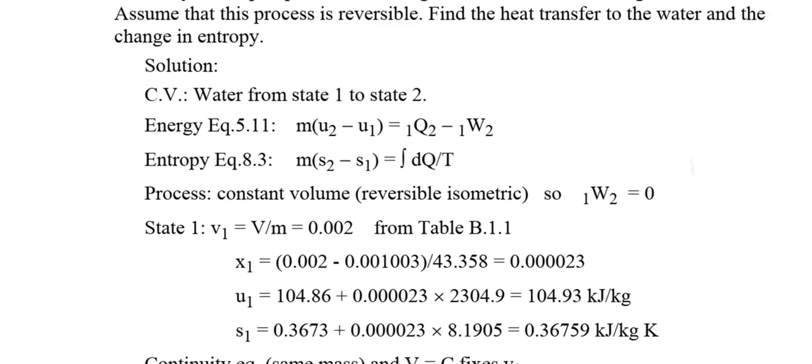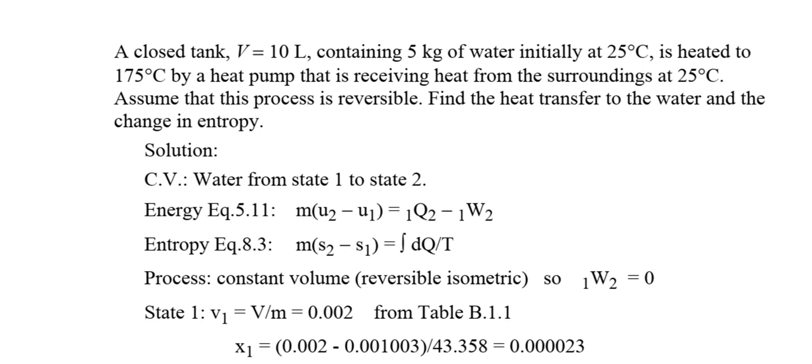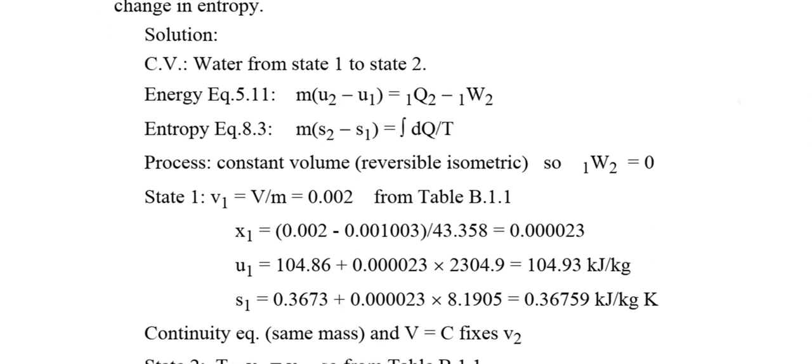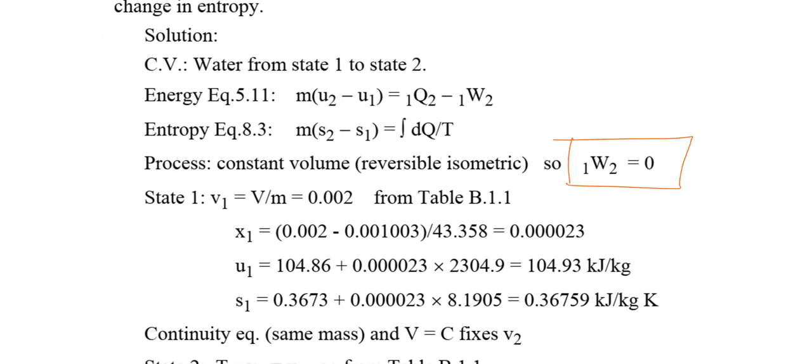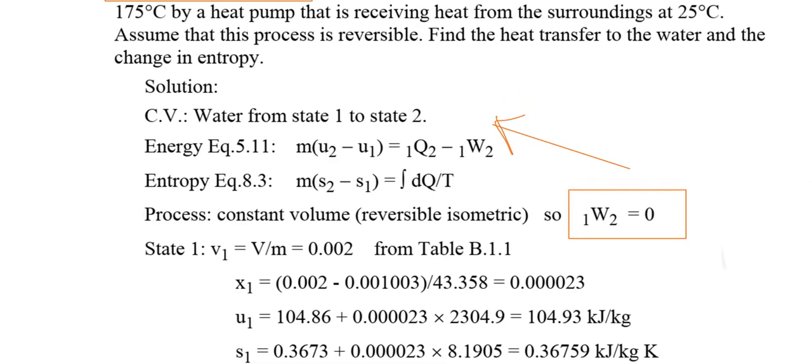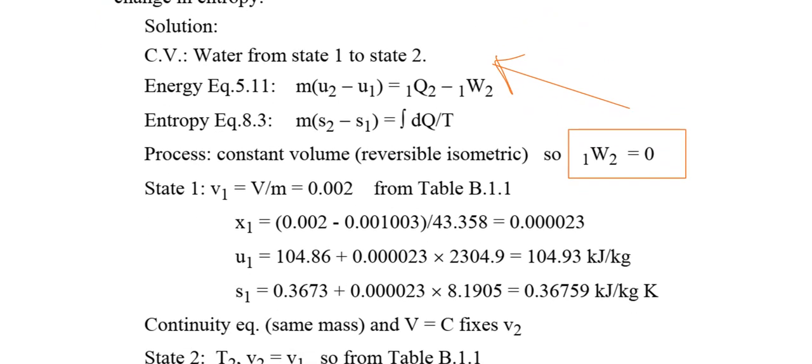So finding the initial state, it is a closed tank with a volume of 10 liter. 1 cubic meter is equal to 1000 liters, so you can do your conversion later on. So it's a closed container, so the process work done would be equal to 0 in it, if I'm looking at this equation. So initial specific volume V1 will be the volume of the tank divided by the mass contained in it. So it will come up as 0.002 cubic meter per kg.